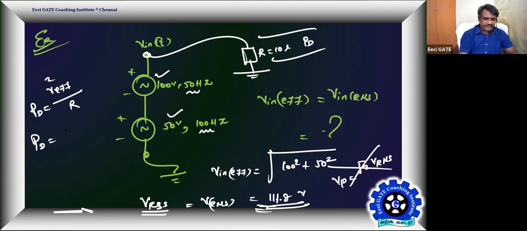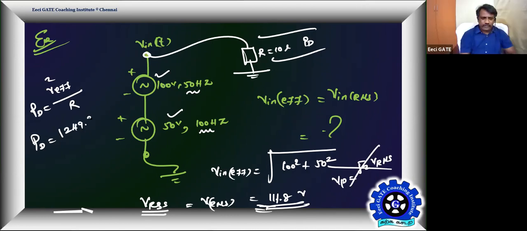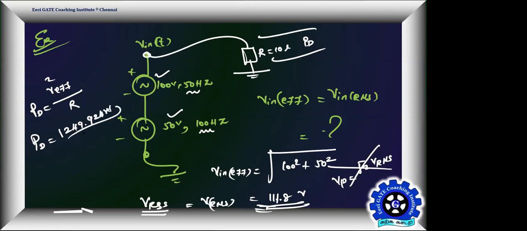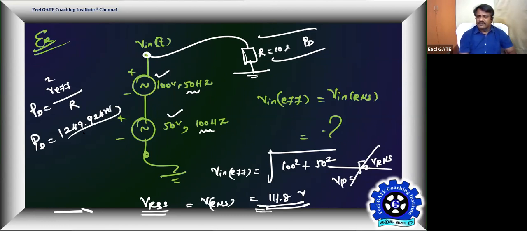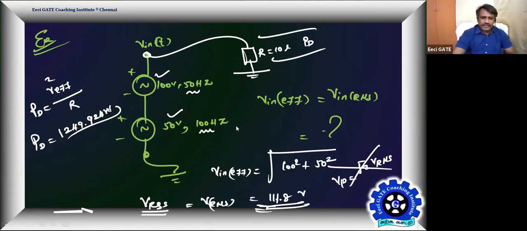Yes, what is that? 1,249? 249, sir. 249 point, Tejal? 924. Yes, sir. 924 watts. Correct? Agree? Everyone? Following, right? Then the final example before the break.